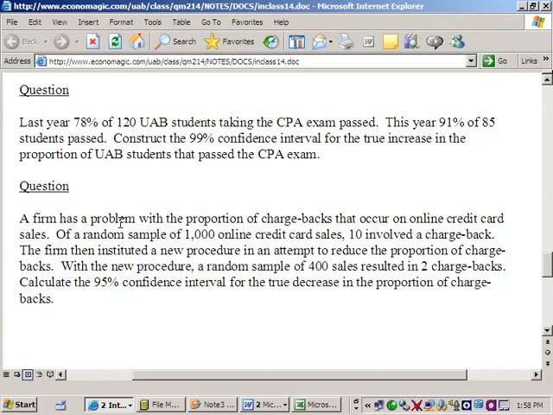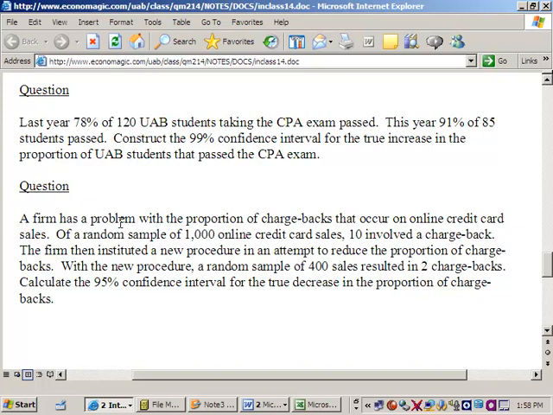Let's now look at the first one of these examples that we'll cover here. It's the one on the top of the screen. Last year, 78% of 120 UAB students taking the CPA exam passed. This year, 91% of 85 students passed. Construct the 95% confidence interval for the true increase in the proportion of UAB students that pass the CPA exam.